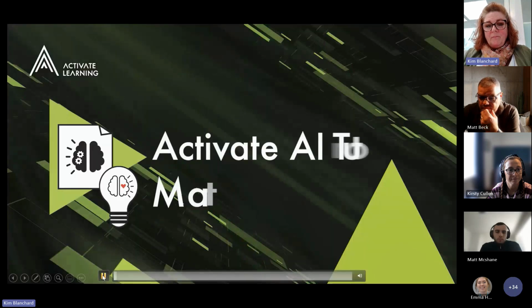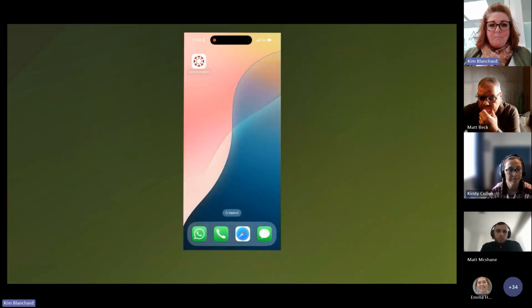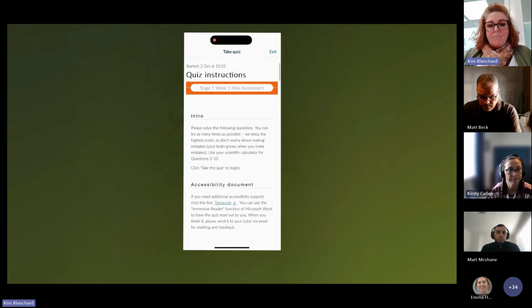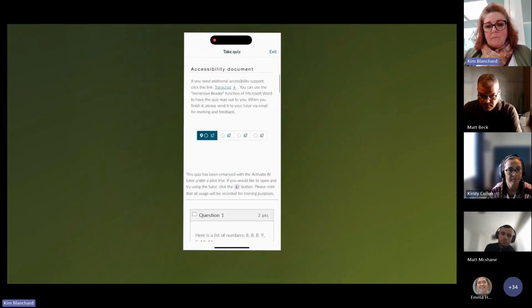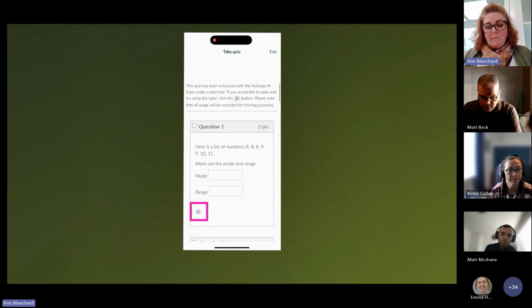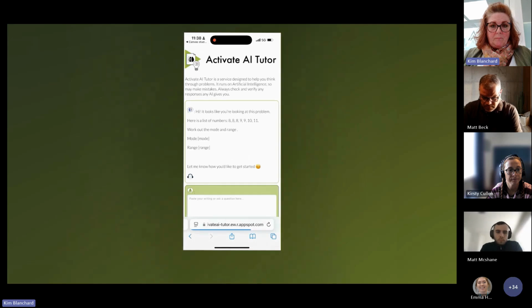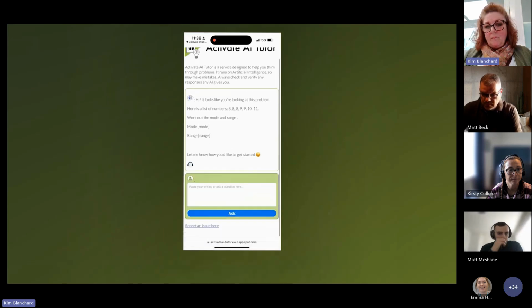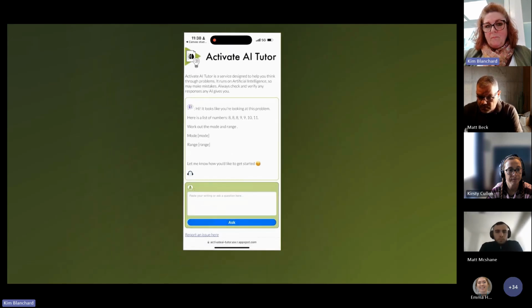And then just quickly the maths tutor. Learners open their maths quizzes as normal, then click the AI icon in a quiz question they want help with. The AI tutor reads the question and offers them support.